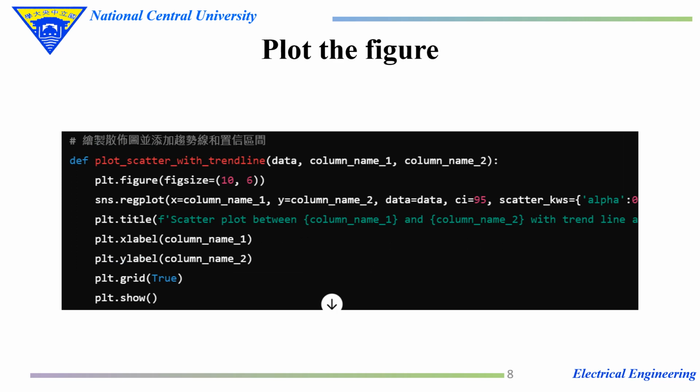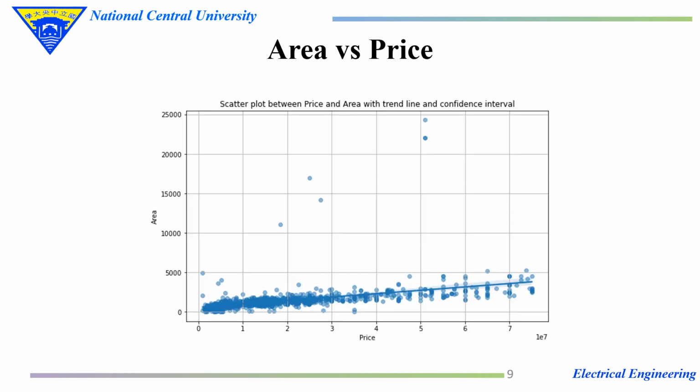Now this code is how we plot the figure. Now let's visualize the magic of our data analysis. First, we plot a scatter plot, for instance by taking area and price as two variables. We observe a strong positive correlation, which means as the area increases, the price per square foot tends to rise as well.